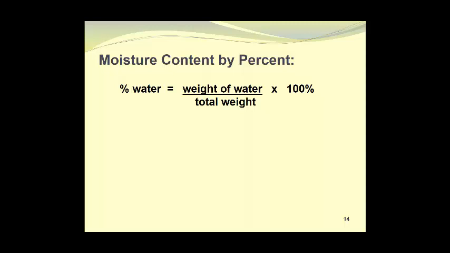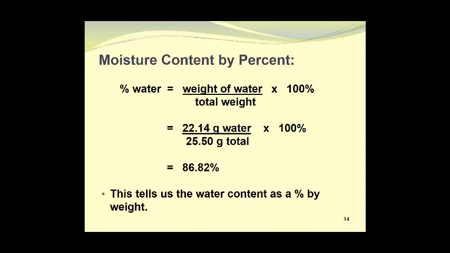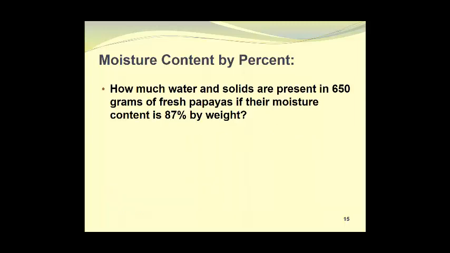The percent water is equal to the weight of the water divided by the total weight, and then we multiply this decimal fraction by 100%. So we take the value 22.14 grams of water and divide it by the weight of the sample, which is 25.50 grams, multiply that by 100%, and get 86.82% water in the sample. So this tells us the water content as a percentage by weight.